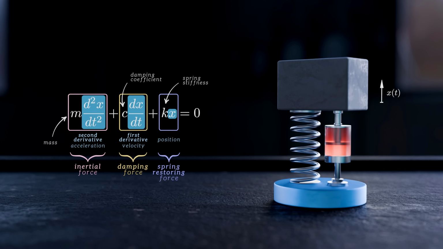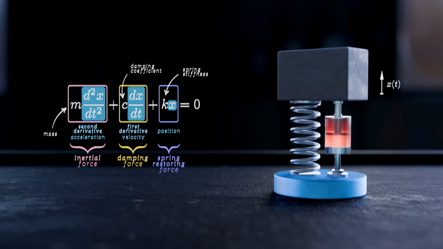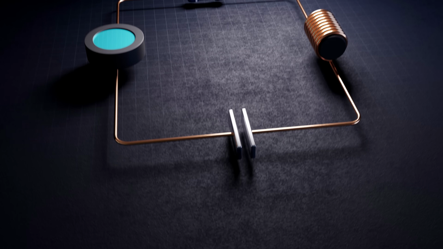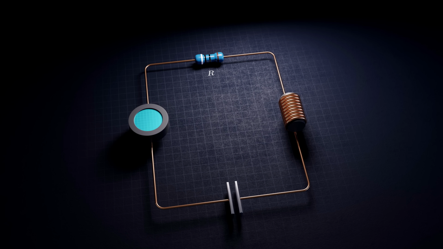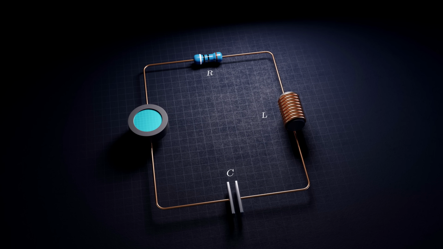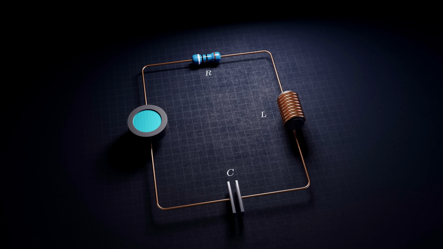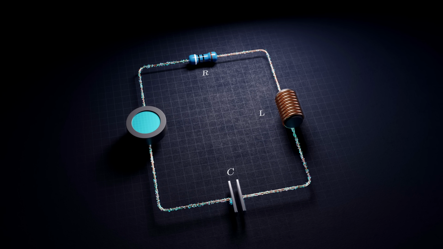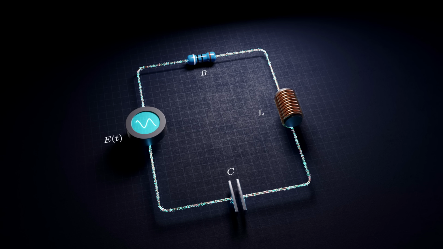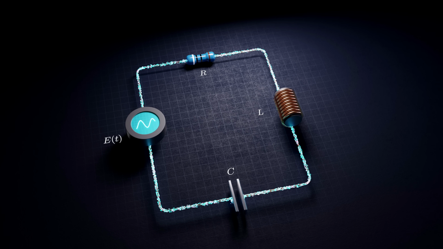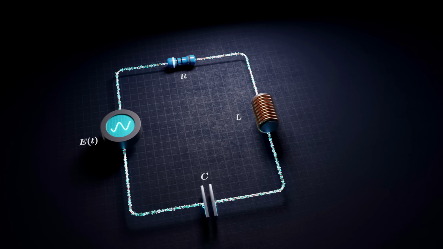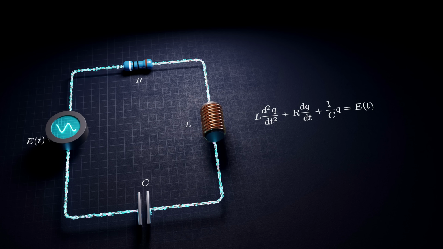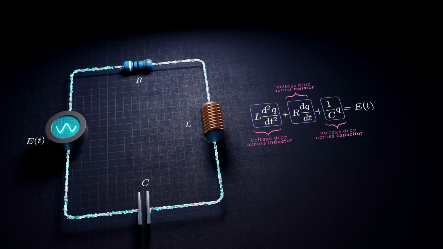Electrical systems can also be described using differential equations. Take an RLC circuit, which contains a resistor, an inductor, and a capacitor connected in series. Because the inductor and capacitor store energy, the current doesn't respond instantly when voltage is applied. Instead, the charge Q builds up or discharges over time in a way that's governed by a differential equation. Each term on the left side of the equation represents the voltage drop across one of the components, and the term on the right side represents the applied voltage.